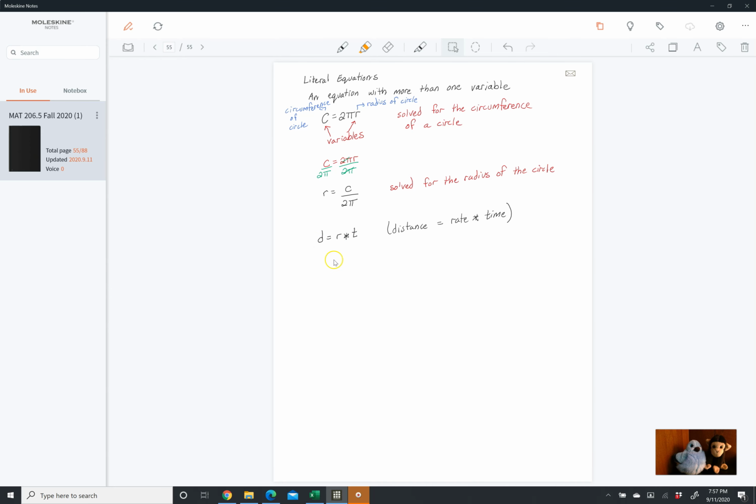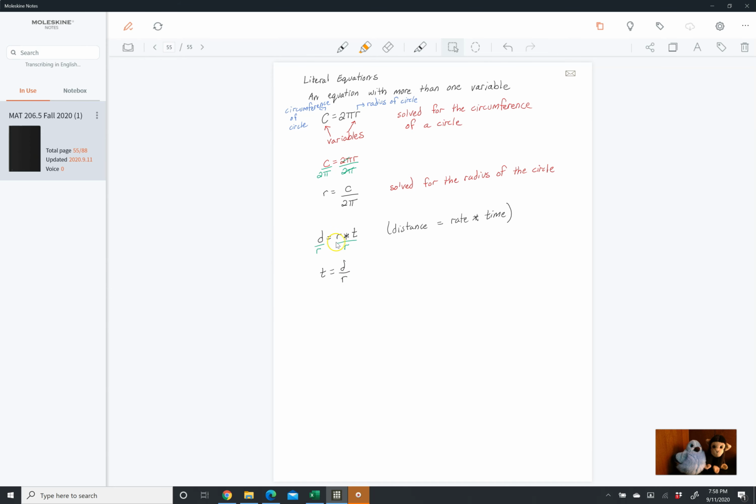But what if I give you something else? What if I say that you're going 60 miles per hour, you've gone 360 miles, how long have you been traveling? Okay, so now we want to take this equation and we want to solve it for t instead of for d. How do we do that? We just get rid of the r on this side. And again, we divide by r. So now what we get is that t is equal to d over r.